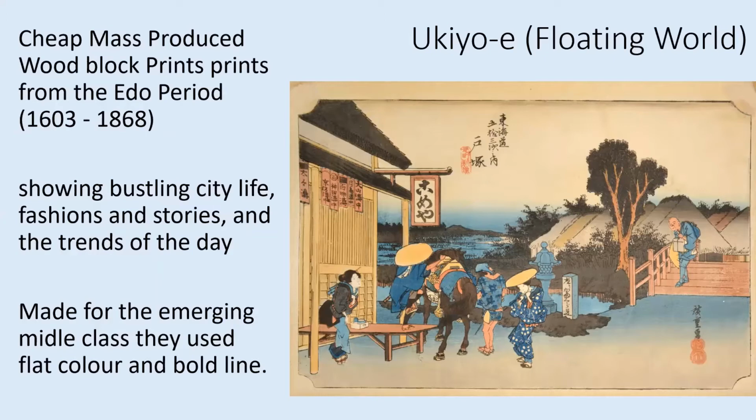And this is from the Edo period, 1603 to 1868. And these were made for the emerging middle class and the merchant class that were coming up at this point. They weren't able to get people to custom paint beautiful scrolls for their house, but they could fork out a bit and get some lovely paintings to decorate their new home that they're maybe able to spend a bit more time in.